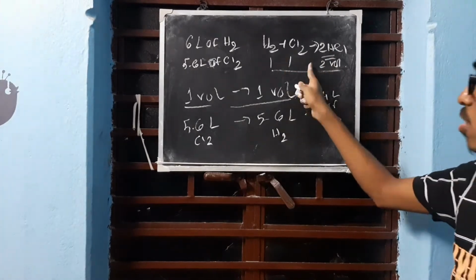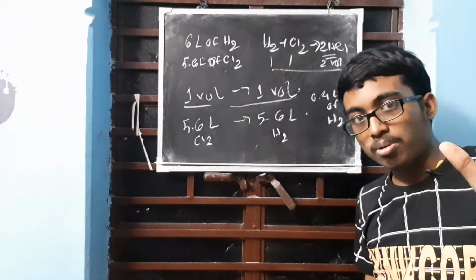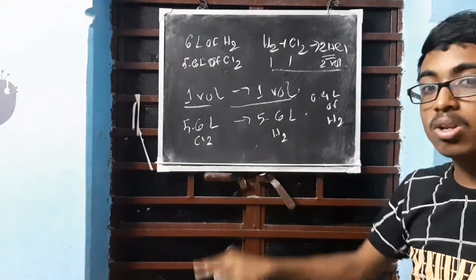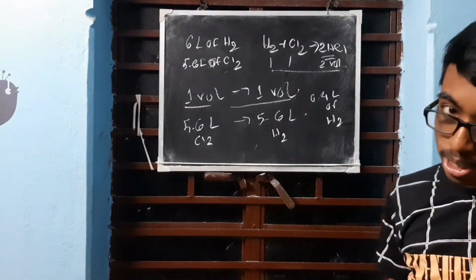So how many one volume gives 2? I'm talking now about HCl. So one volume will give you 2 volume of HCl. So this many volume will give you into 1 is 11.2 liter.